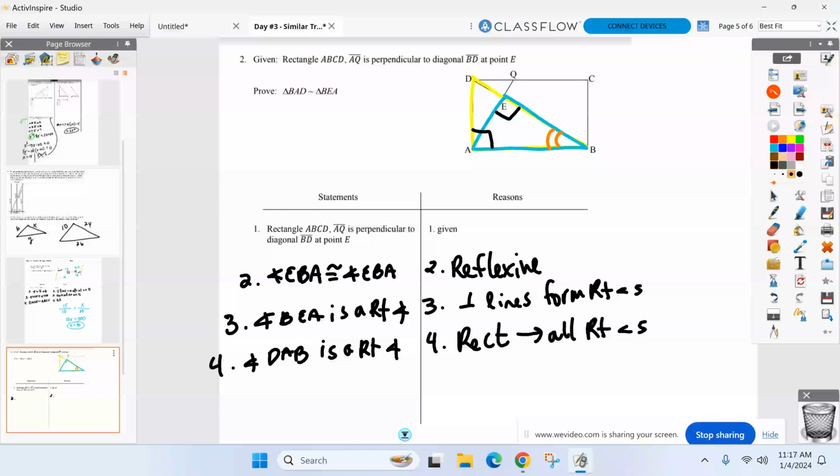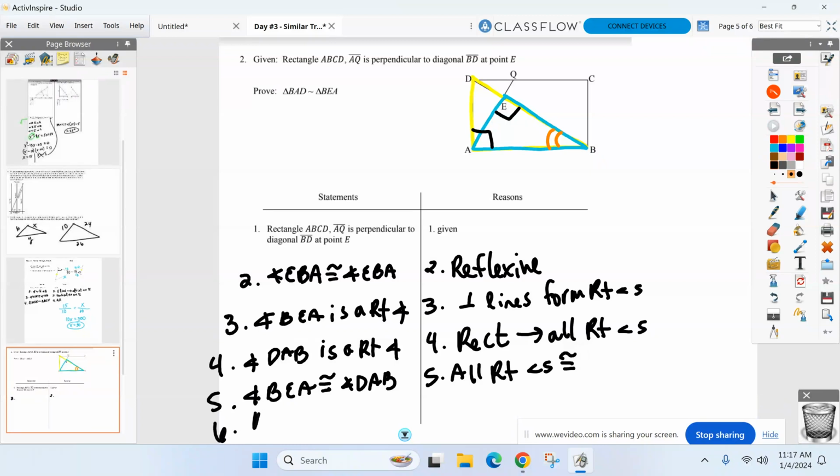Still got to tell you what, though. Can't say they're similar. I only still have A in angle. I don't have the other A yet until I tell you those two right angles are congruent. And now we're good to go. Questions?